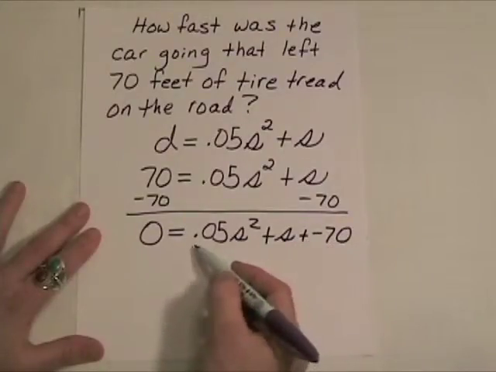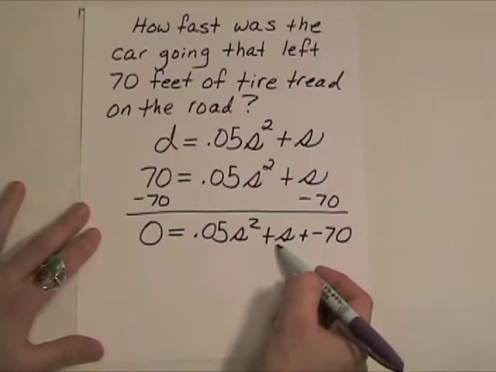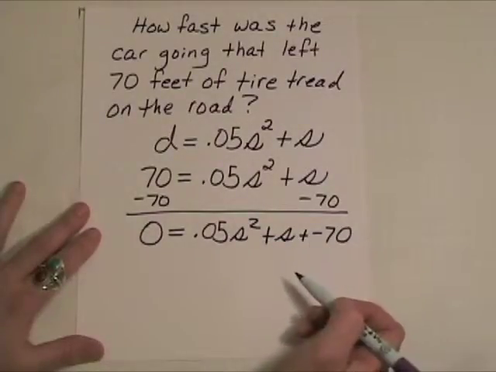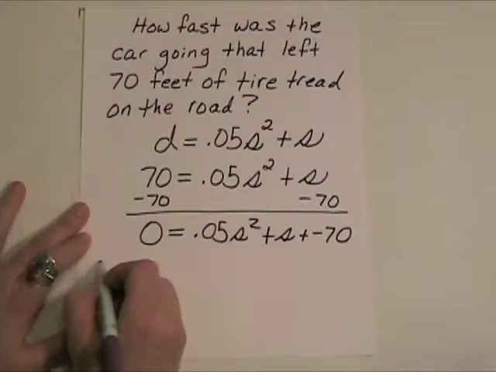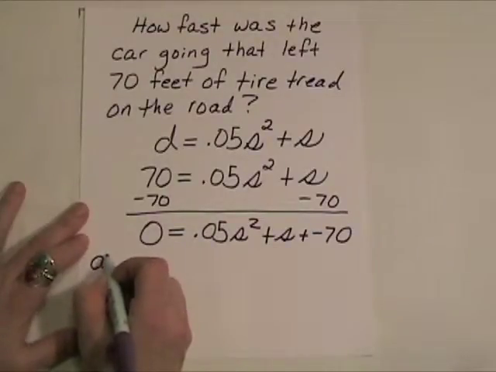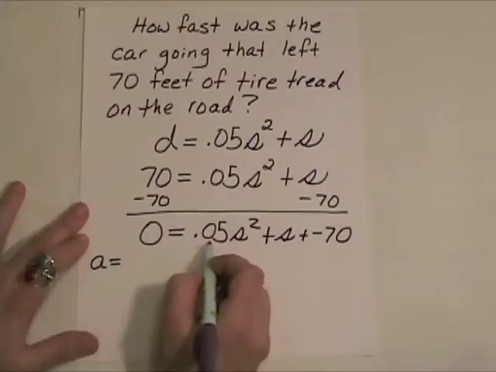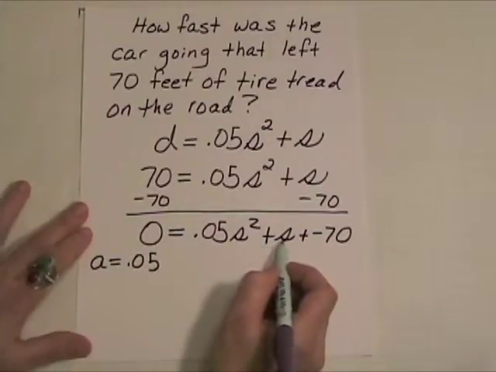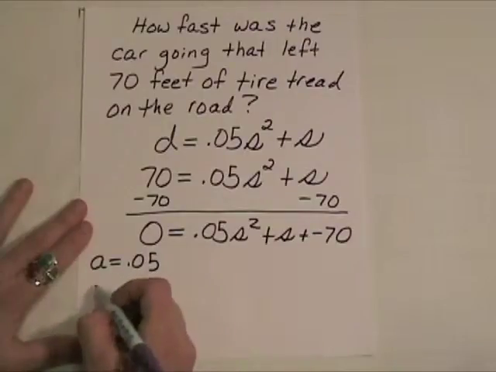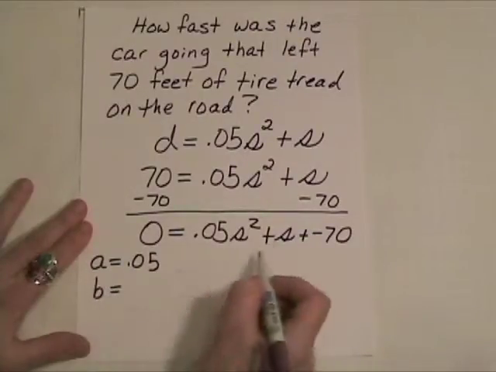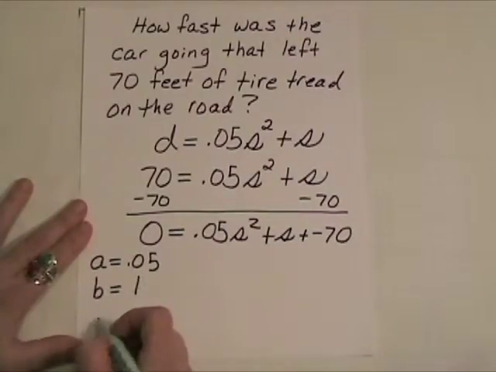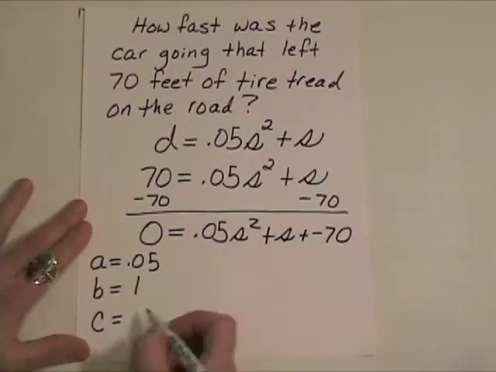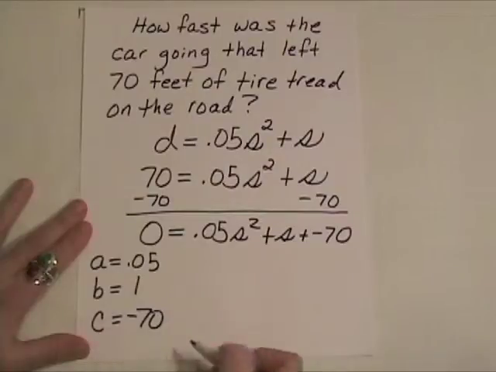Because now I can pick off my A, my B, and my C very quickly because it's all written as addition. Alrighty, now the A is going to be equal to 5/100ths. The B is the number in front of the S term here, which is an understood 1. And the C is the constant term that is not beside any variable, and it is negative 70.